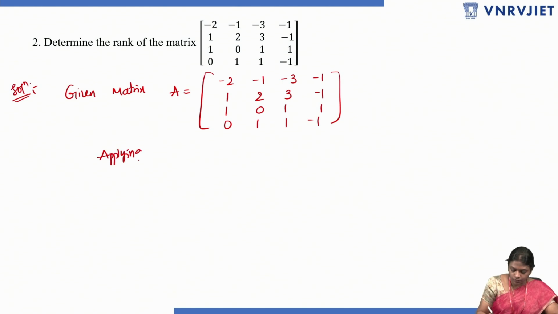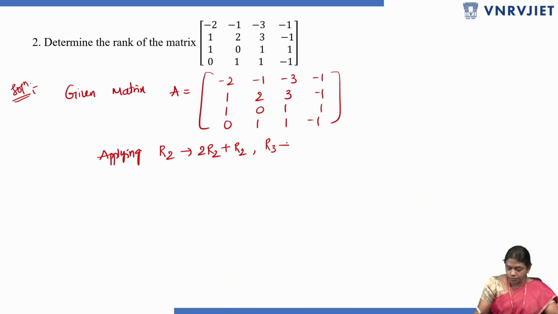With the help of R1, I need to make all the down elements equal to zeros. Now R2 tends to, here in R1 you are having -2. Now multiply this with 2, so 2R2 plus R1. So that it becomes 2 minus 2, that is going to be 0.